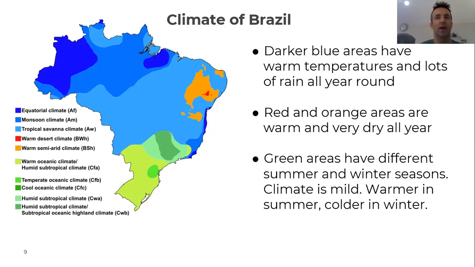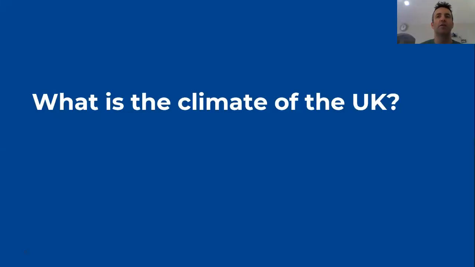Now let's have a think about the climate in the UK. So what's the climate like here in the United Kingdom? Now we know that compared to Brazil, the UK is much, much smaller. And because it's so much smaller than Brazil, the UK doesn't have a lot of climate zones. So in Brazil, there are lots of different climates all around the country, whereas here in the UK, the climate stays the same, more or less around the whole country.